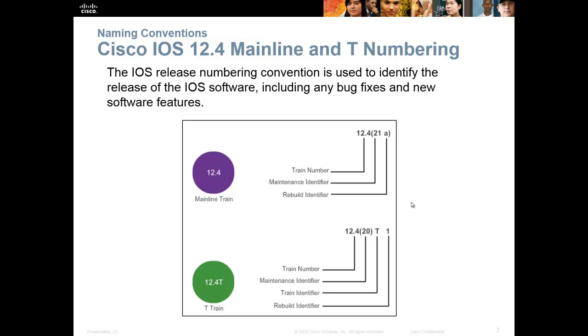You know that the difference between 12.4 and 12.5 is typically bug fixes. And the difference between 12.4 and 12.4T is that the T typically adds new features. So make sure you're good with that part.